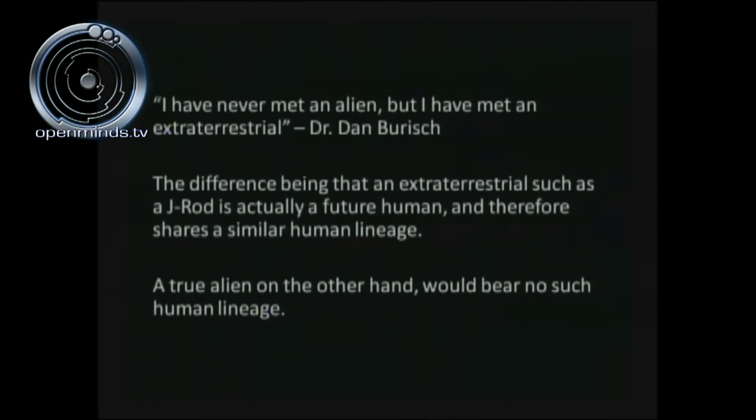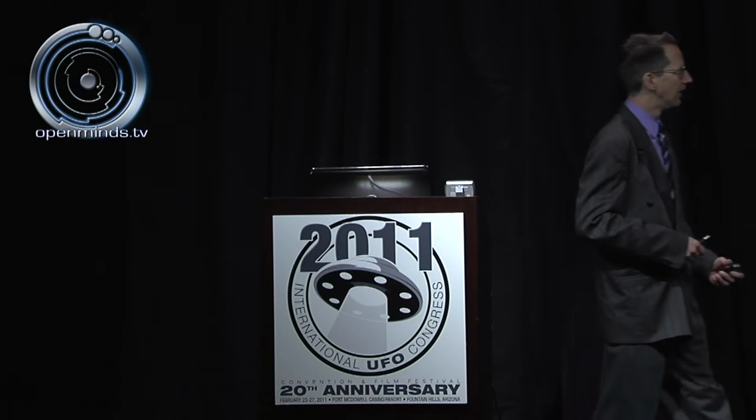The difference being that an extraterrestrial such as a J-Rod is actually a future human and therefore shares the same human lineage. A true alien, on the other hand, would bear no such human lineage. So that's the difference between an extraterrestrial and an alien.